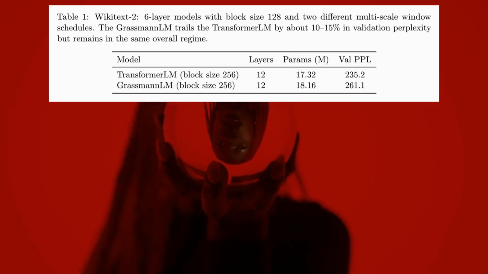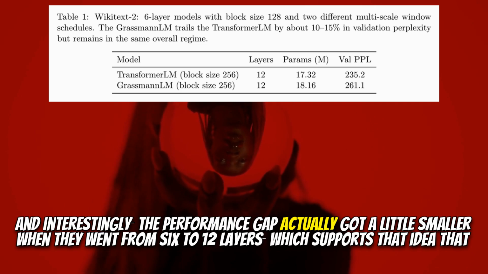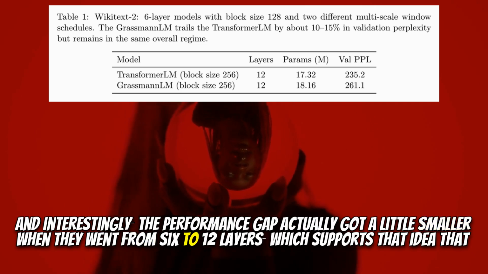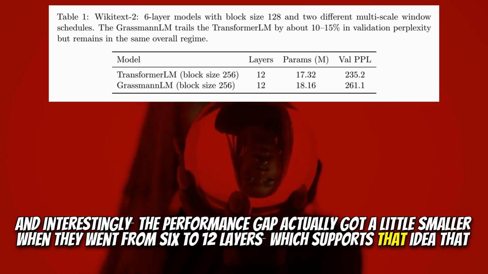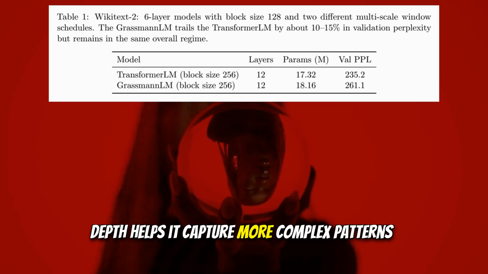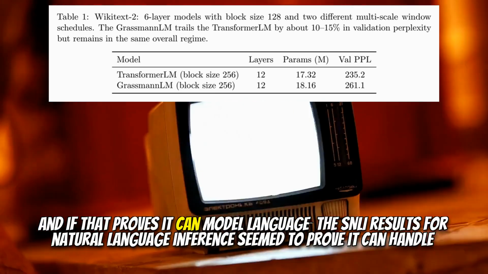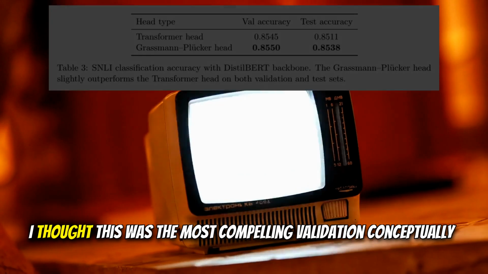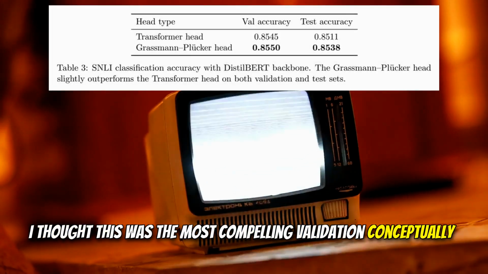It works. And interestingly, the performance gap actually got a little smaller when they went from 6 to 12 layers, which supports that idea that depth helps it capture more complex patterns. And if that proves it can model language, the SNLI results for natural language inference seem to prove it can handle downstream reasoning. I thought this was the most compelling validation conceptually.